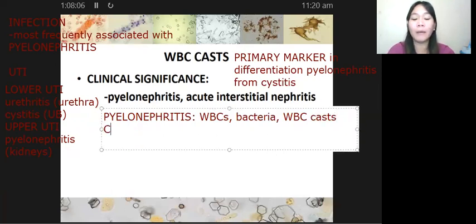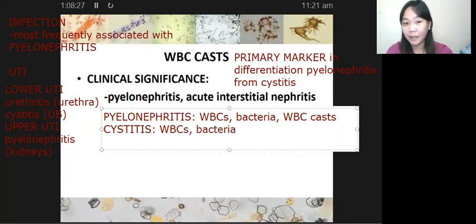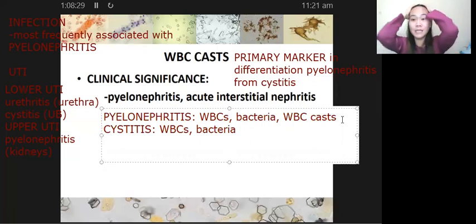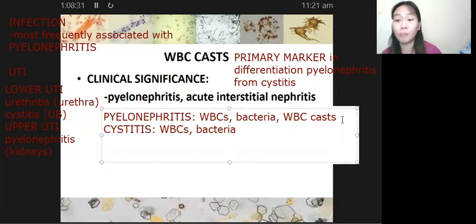Okay, ma'am, paano naman pag cystitis? So sabi natin, ang WBC casts na-form lang yan sa kidneys. And so, pag cystitis ang pinag-uusapan natin, ano ang dapat nating makita doon sa urine sample ng patient? We have your WBCs at saka bacteria lang. Yes, WBCs at saka bacteria lang po.